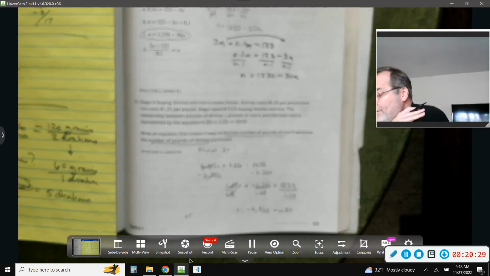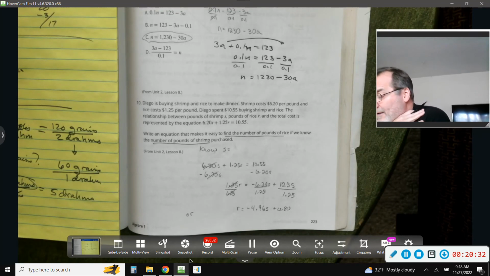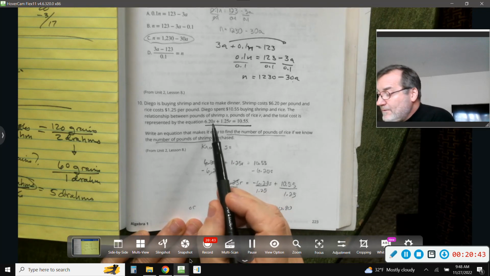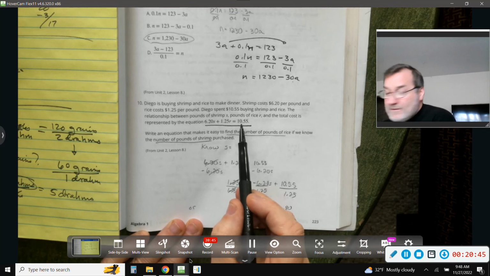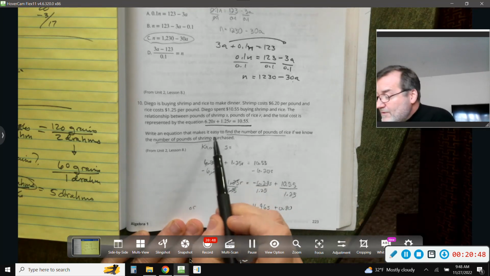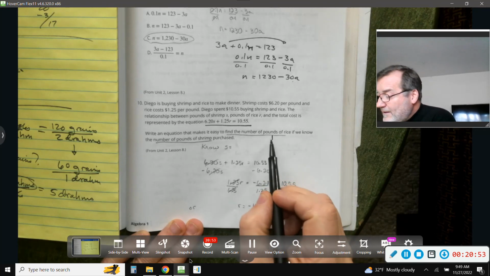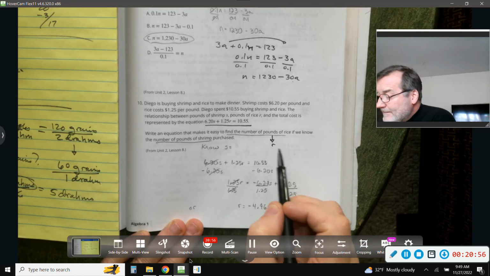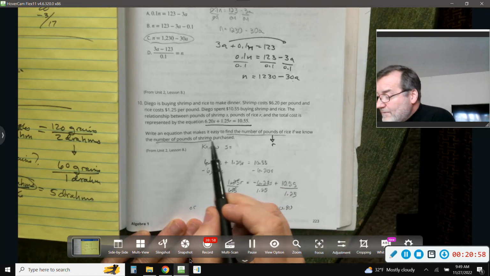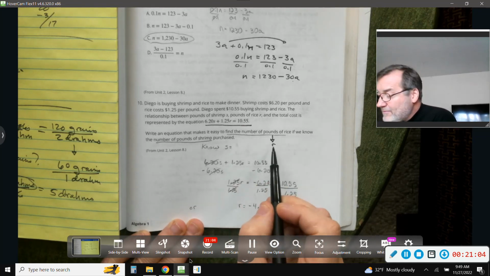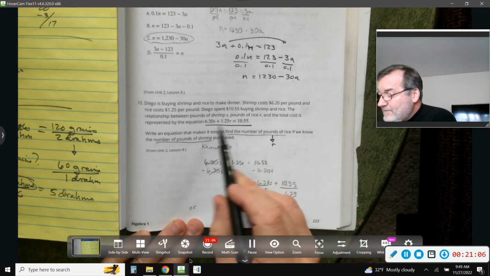Diego's buying shrimp and rice to make dinner. Shrimp costs $6.20 a pound, and rice costs $1.25 a pound. Diego spent $10.55 buying shrimp and rice, and they give you a relationship right here with this equation. So there's your pounds of shrimp, and there's your pounds of rice, and that's the total amount spent. Right? Write an equation that makes it easy to find the number of pounds of rice. So I want to find the number of pounds of rice. I've got to solve for R. If we know the pounds of shrimp being purchased, so we know S, we want to isolate R. So we want to take this equation and solve for R.